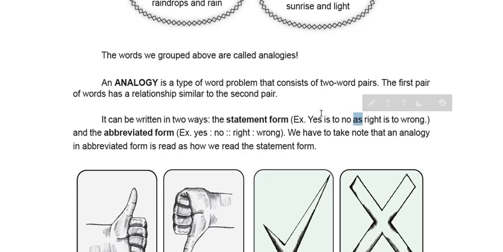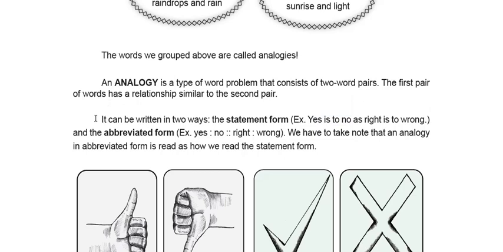And for you to answer an analogy, for example, this one is incomplete, or this pair is incomplete. So for you to complete this pair, you need to analyze the relationship of these two. That will give you a clue and a hint for you to answer an analogy correctly.